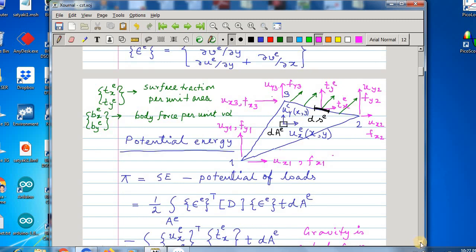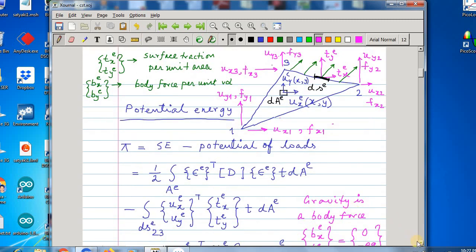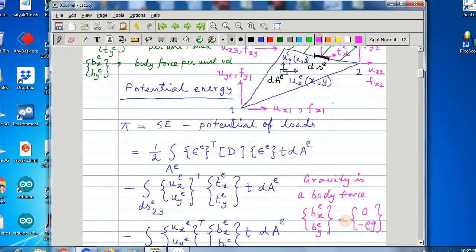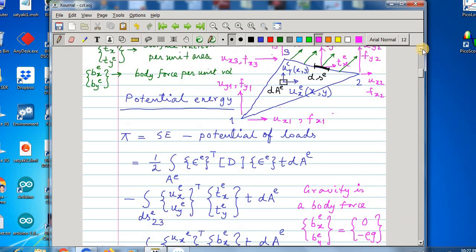So body force means gravity is a body force, and if you consider this as x-axis and the vertical one as y-axis, then gravity as a body force can be expressed like this. So gravity is an example of body force.